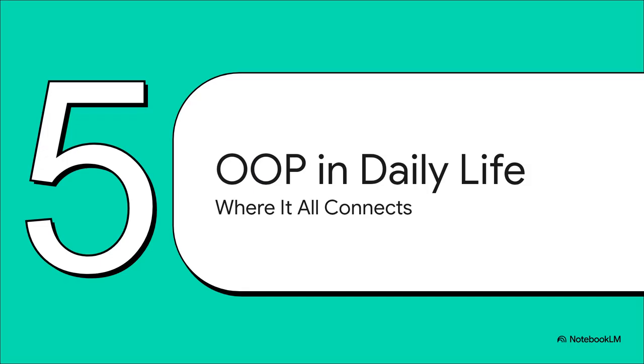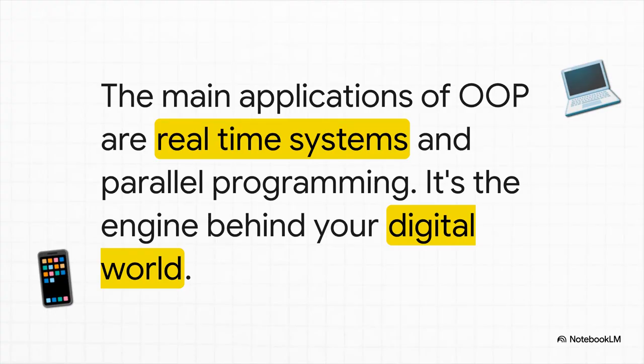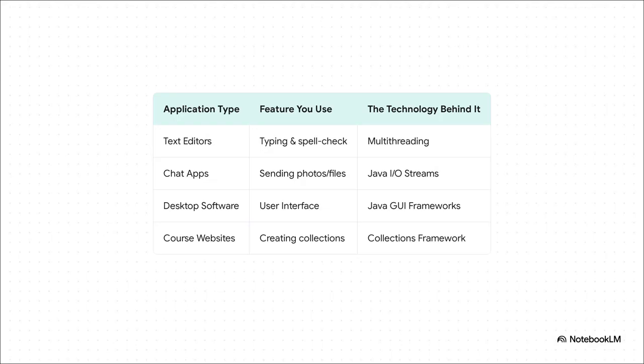Okay, so that's a lot of theory and tech history. But let's get to the important part. Where do you actually see all this stuff? How does OOP in your daily life actually affect you? Well, the short answer is pretty much everywhere. Seriously, every single time you use a modern app, you are interacting with a complex world built entirely on these object-oriented principles. I mean, let's get specific.